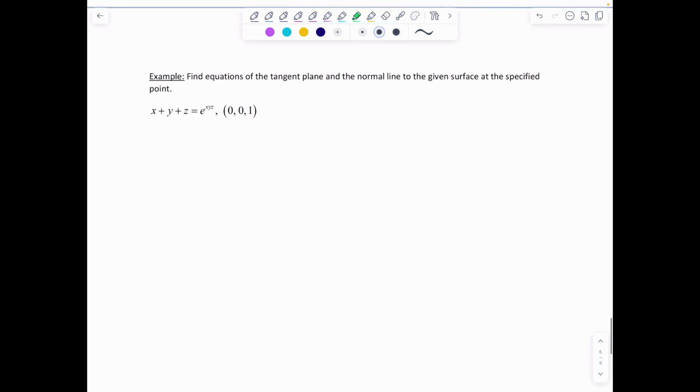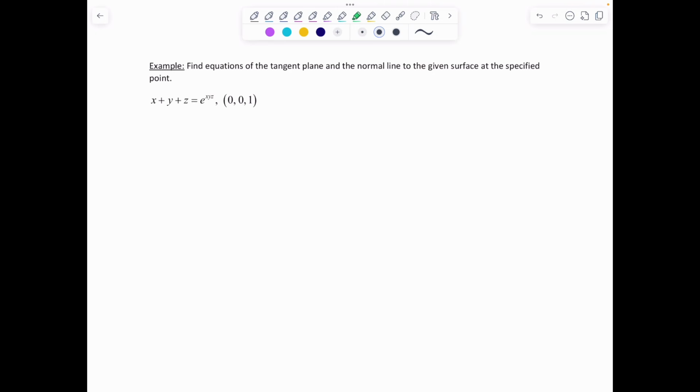Okay, last example deals with tangent planes and normal lines. So find the equation of the tangent plane and the normal line to the given surface at the specified point. So the surface has the equation x plus y plus z equals e raised to the xyz, and we're at the point 0, 0, 1.